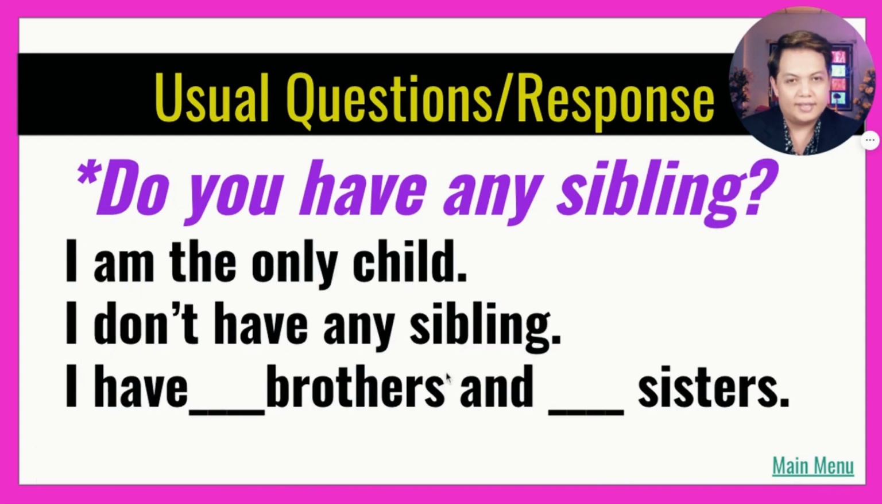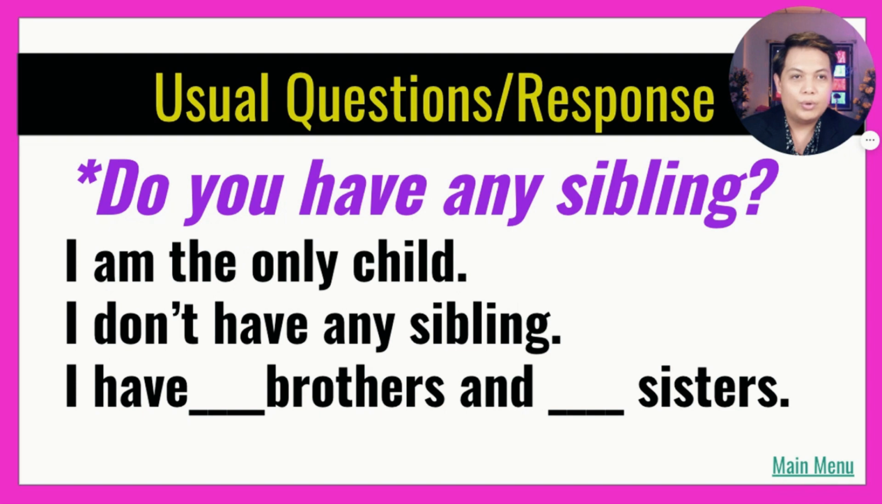So next, with the question, do you have any sibling? Say it with me. Do you have any sibling? If you don't have any, you could answer, I am the only child. Say it with me. I am the only child. If you don't have any sibling, you could also say, I don't have any sibling.